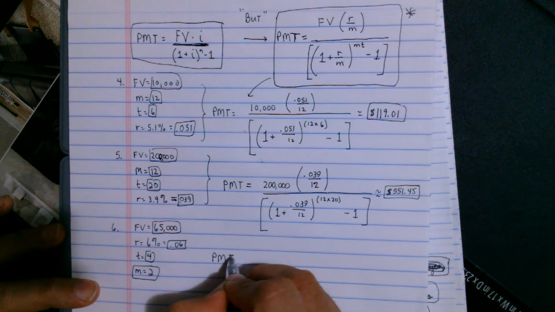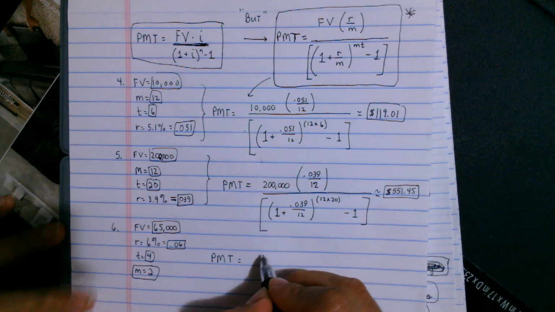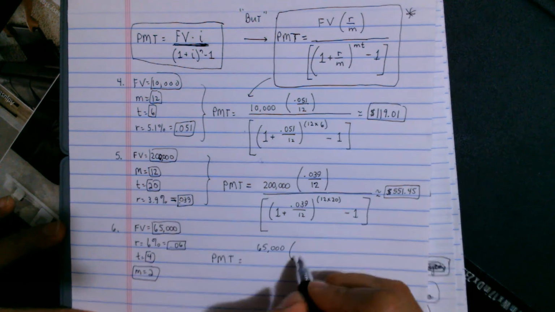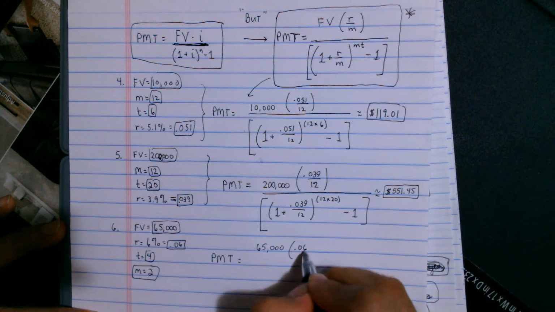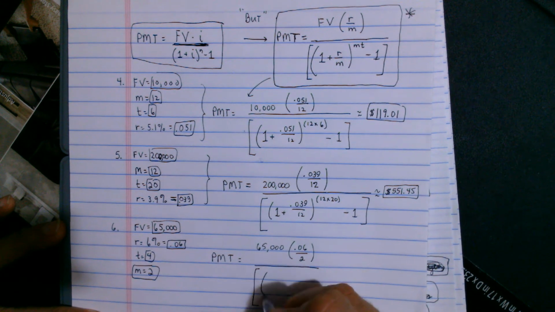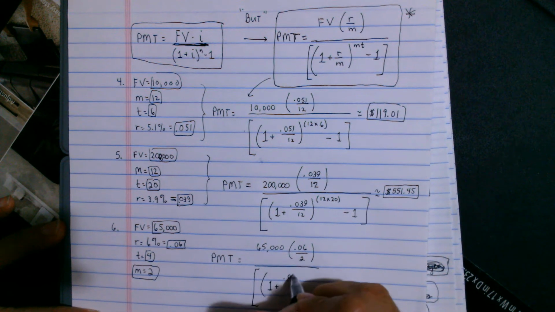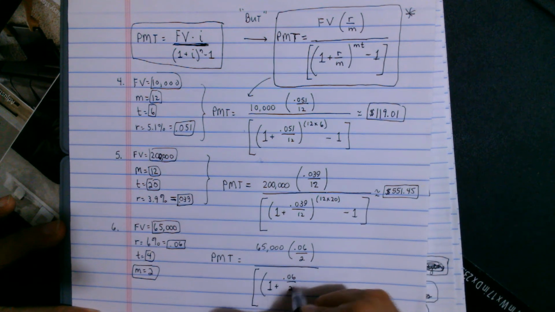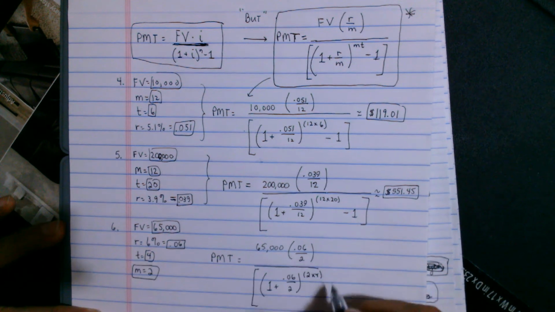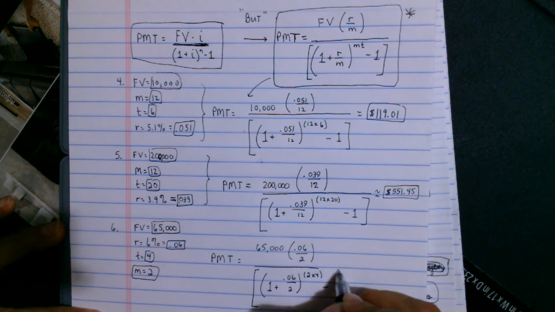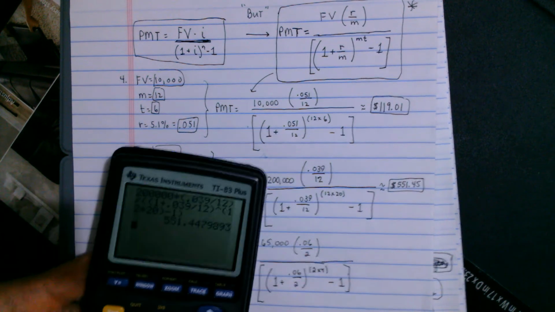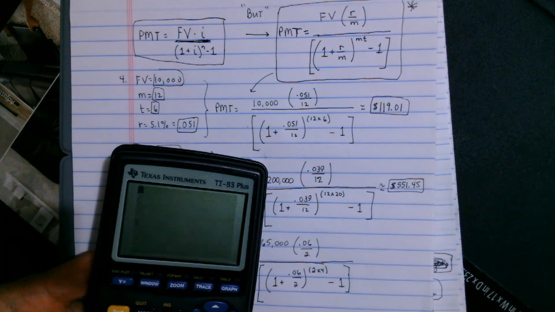payment is going to be the future value, which is 65,000 times parentheses R over M, 0.06 divided by 2, close parentheses, bracket, parentheses 1 plus 0.06 divided by 2 raised to the M times T power, 4 times 2, minus 1, close bracket. And so this is what goes in your calculator here. So I don't butcher this one as well.